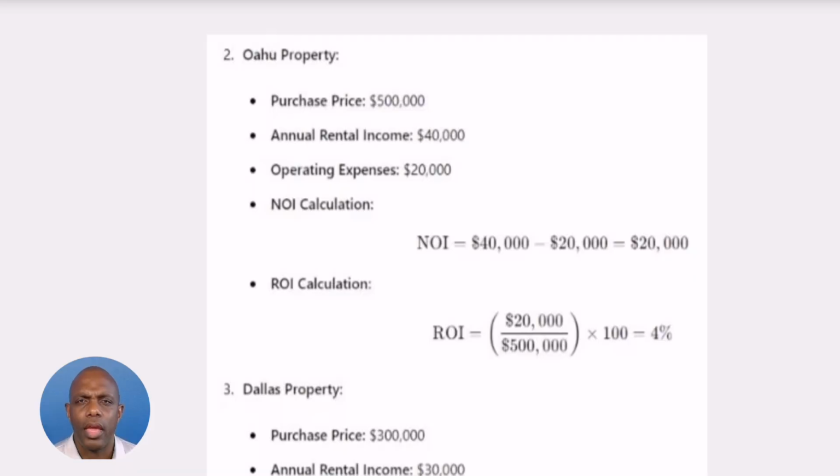All right, let's move on over to the whiteboard session. To provide a practical understanding, let's look at a few case studies and real-world examples.